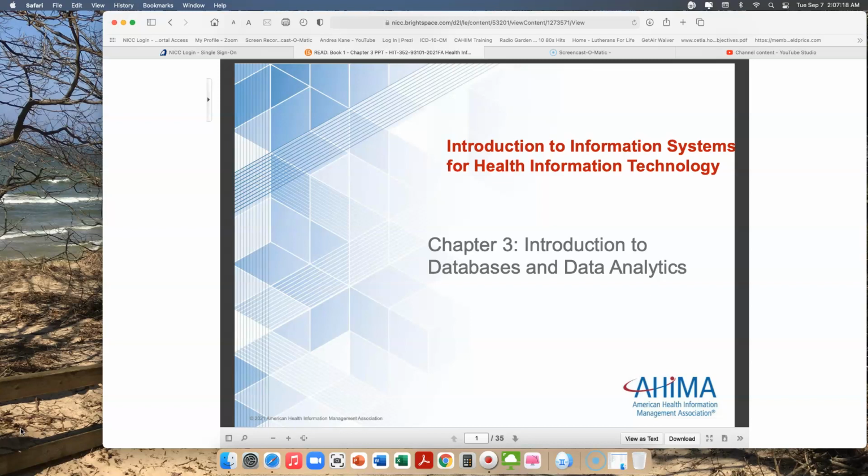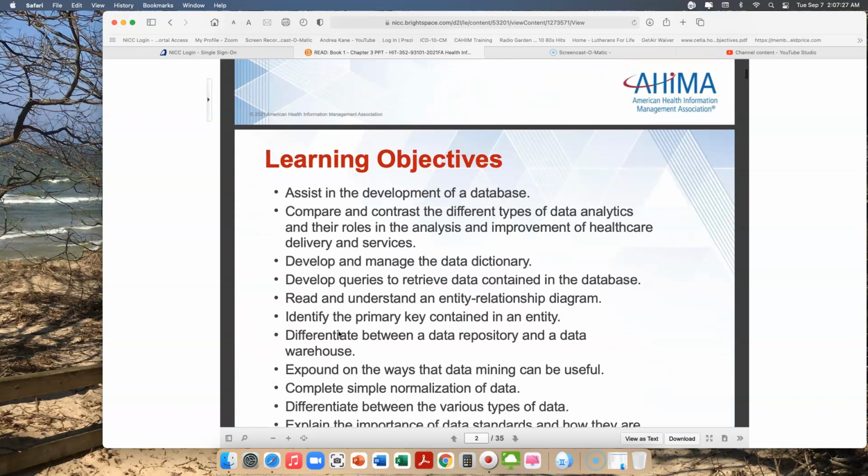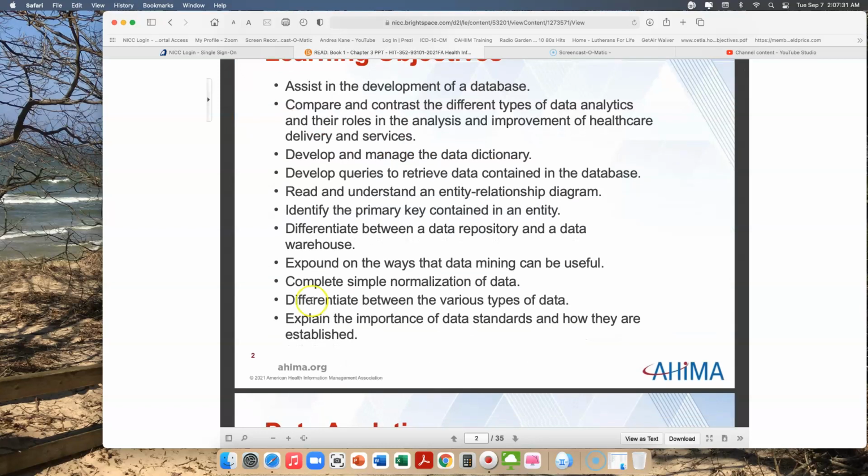We are now on week 3, which means chapter 3 for us, which is Introduction to Databases and Data Analytics. So let's see what we need to learn this week. We're going to assist in the development of a database, compare and contrast the different types of data analytics and their roles in the analysis and improvement of health delivery and services.